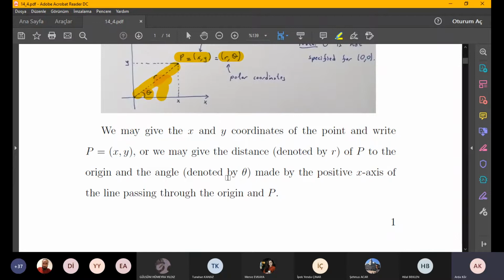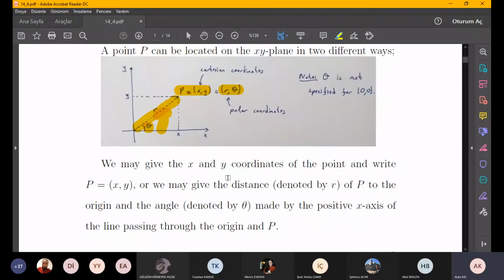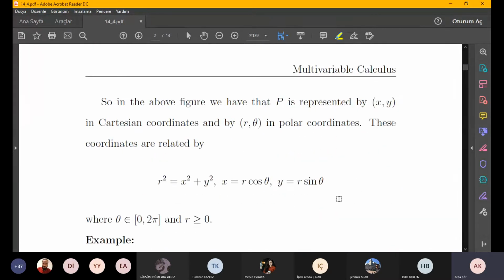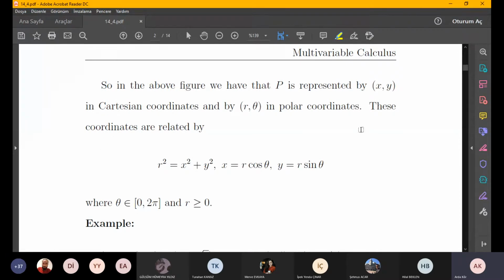So if you can define any point in Cartesian coordinates as (x, y), in polar coordinates you can define any point P as (r, theta), where r is the distance between P and the origin, and theta is the angle made by the positive x-axis and the line passing through the origin and P. So this is in polar coordinates, as we said.